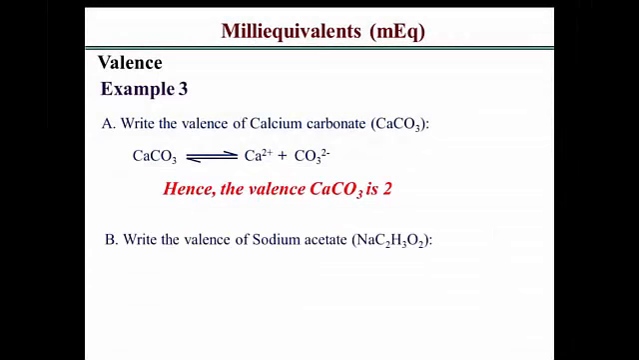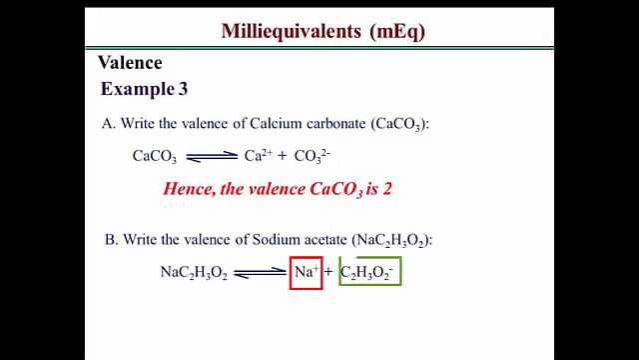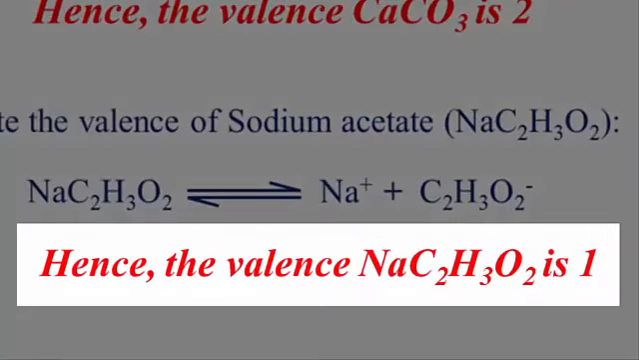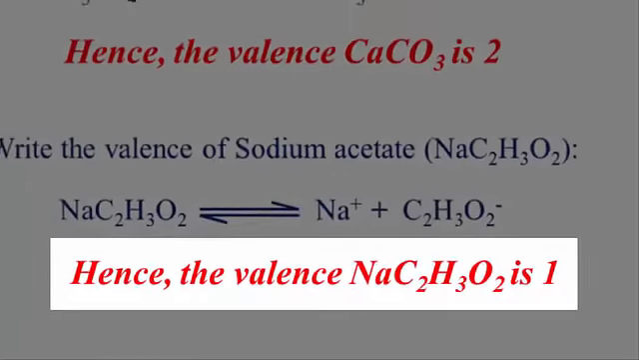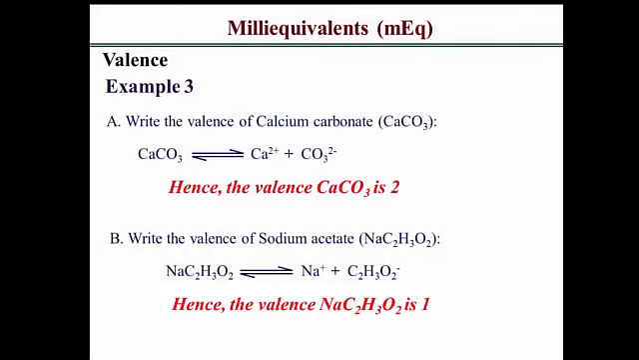Second example, it says write the valence of sodium acetate. Okay, so you put this in aqueous environment, it's going to dissociate. You're going to have sodium ion, cation, and then you have your acetate anion. Your sodium has a valence of 1, your acetate has a valence of -1, but we just want the absolute value of either the cation or the anion. Okay, and that means that our valence for sodium acetate is going to be 1 as well. Okay, so hopefully these examples illustrate the concept, and now you're fully armed to take on these milliequivalent calculations.